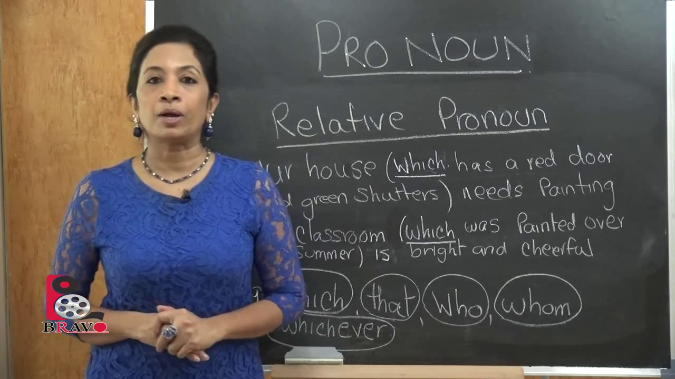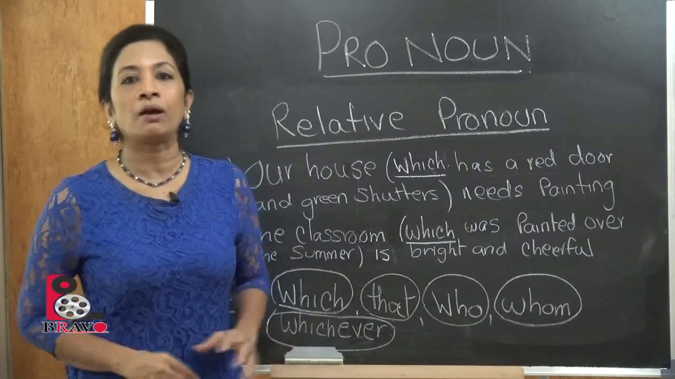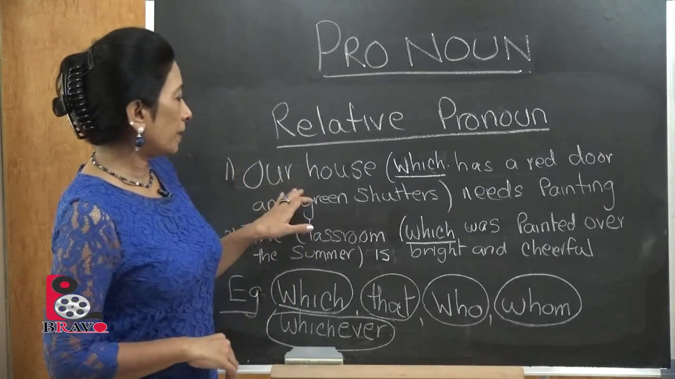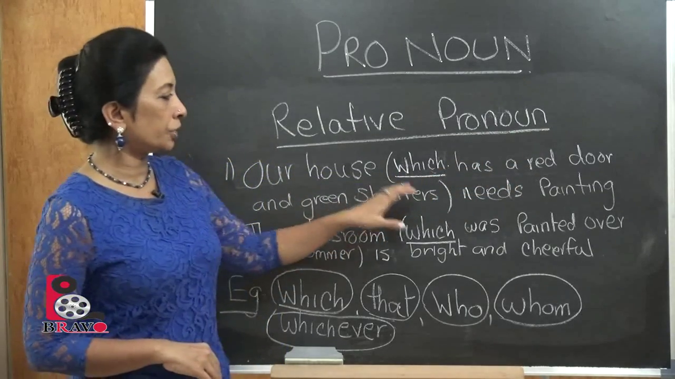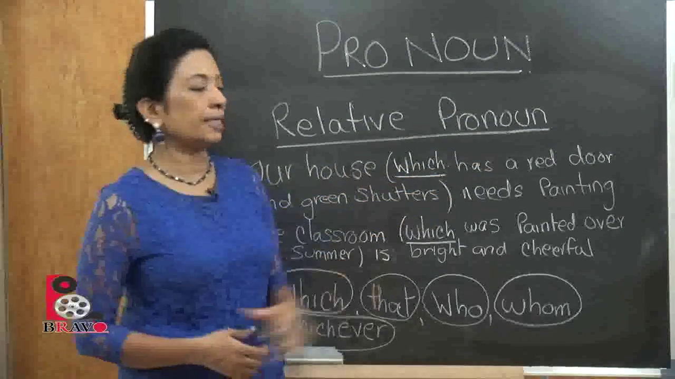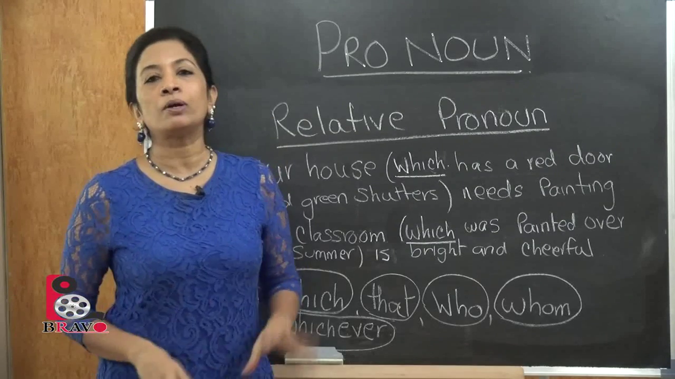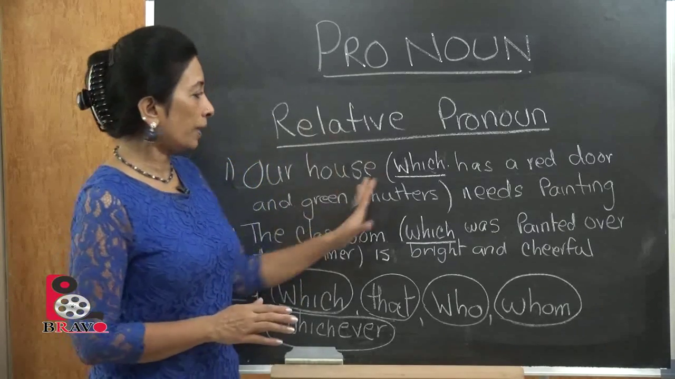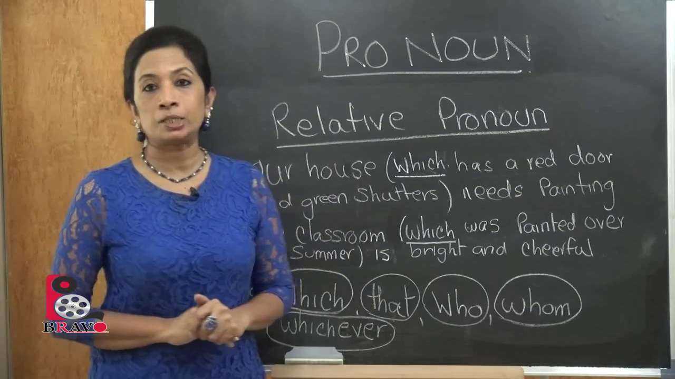The relative pronoun has to be used in the right way in the sentence. First one: our house, which has a red door and green shutters, needs painting. Our house which has a red door and green shutters. So that means you are being very specific about that particular house. You have one house which has a red door and green shutters, and it needs painting.